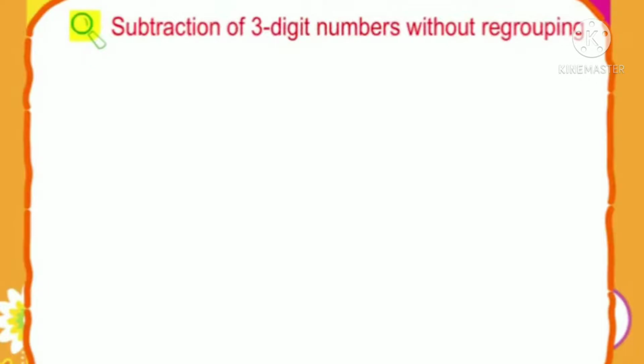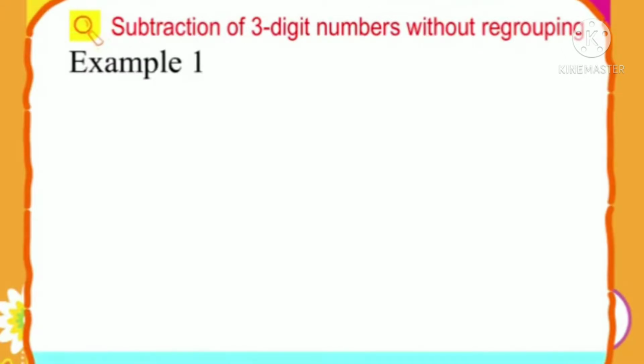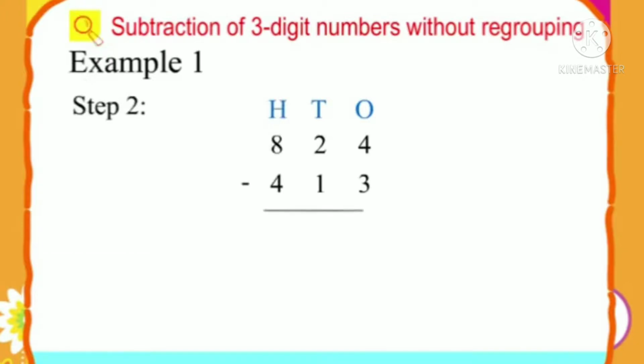Subtraction of 3-digit numbers without regrouping. Example 1. Subtract 413 from 824. Step 1. Arrange the numbers in columns of ones, tens and hundreds. Step 2. Subtract the ones. 4 ones minus 3 ones equals 1 one.